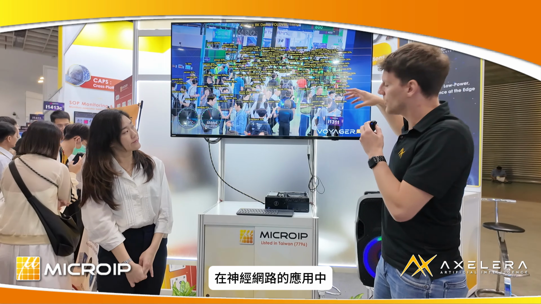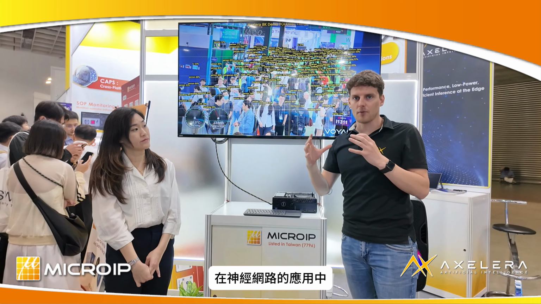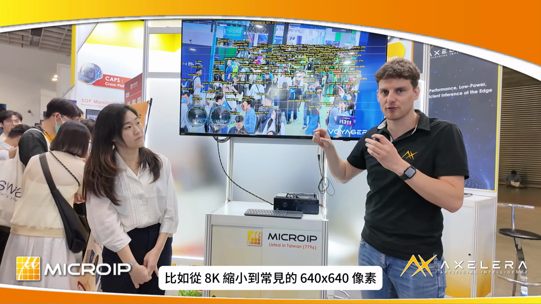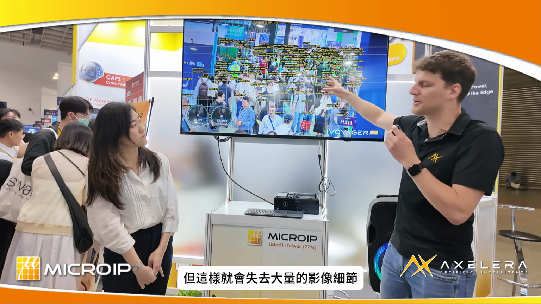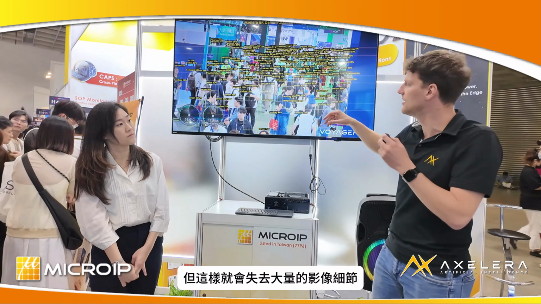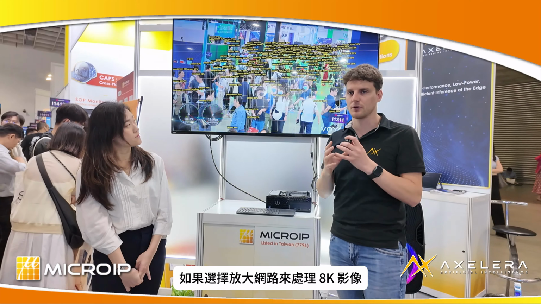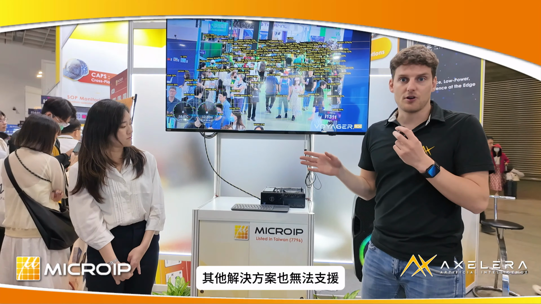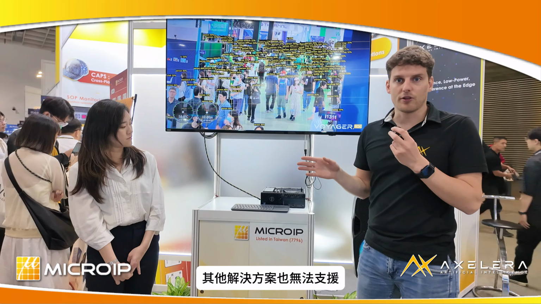In neural networks, it's very common to downscale your input size. From 8K to the common 640 by 640 pixels, you would not be left with any pixels on the screen, right? There's no information there. So instead of upscaling the network, which would create a very big, memory-heavy network that we cannot run, and no other solutions can run that either for 8K actually.